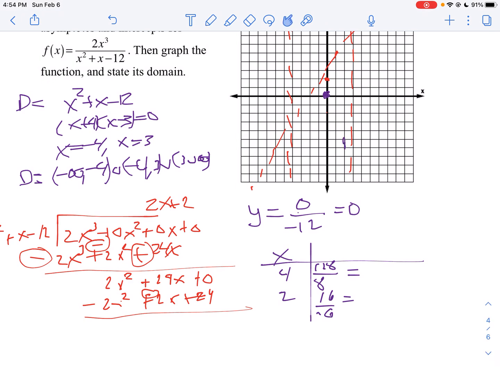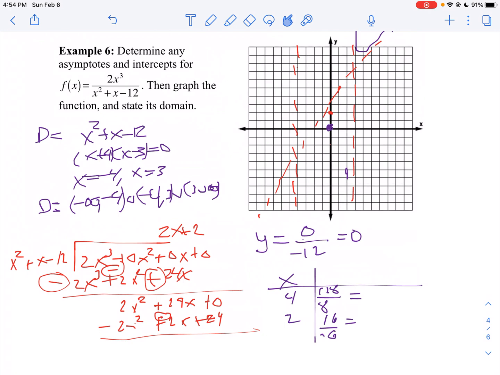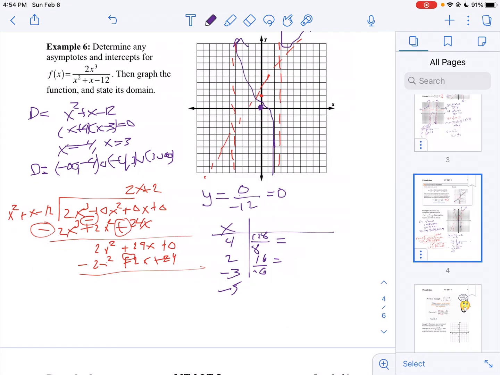And then I would do the same thing for negative 3 and negative 5. But once I see the pattern of my graph, I know it looks like that. And then where my asymptote is, it's going to go on the other side, like that. And there we have it. And let's check that.